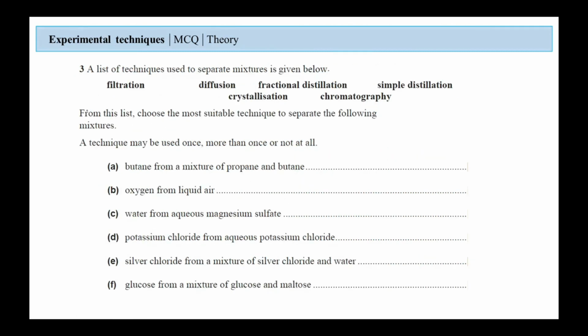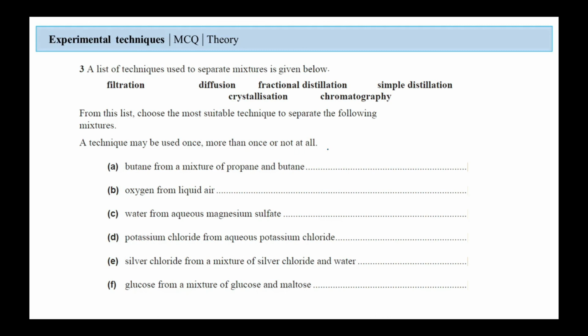Let's see this question. A list of techniques used to separate mixtures is given below. We have filtration, diffusion, fractional distillation, simple distillation, crystallization, and chromatography. From the list, choose the most suitable technique to separate the following mixtures. A technique may be used once, more than once, or not at all. Let's see the first one.